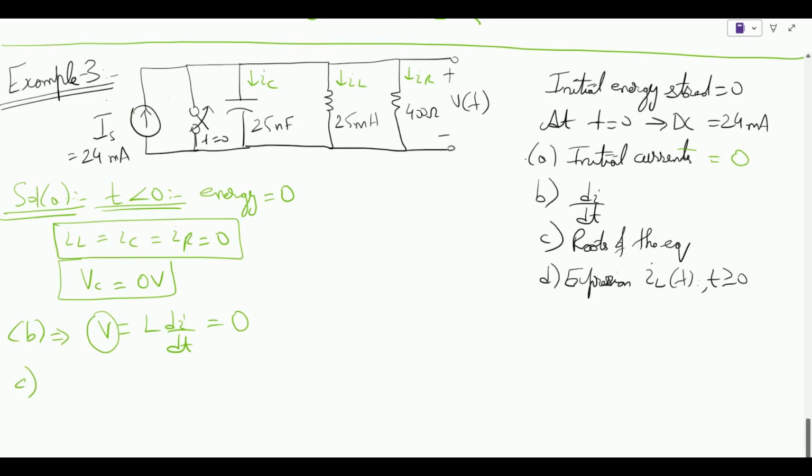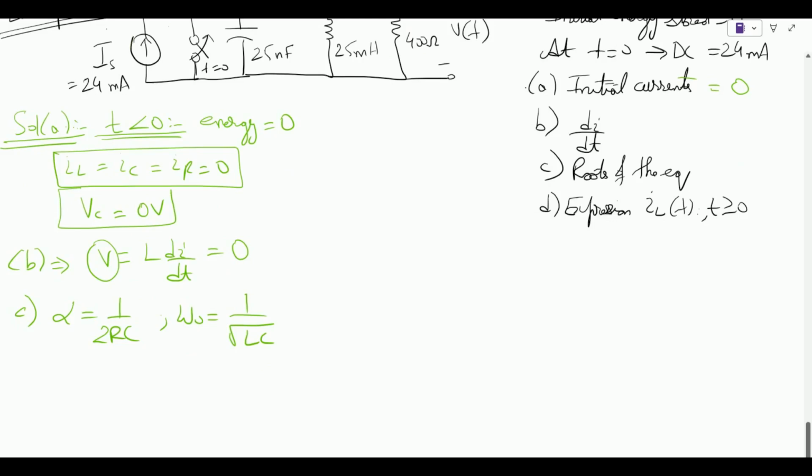Now let us come to the third part. In the third part, we need to find the roots of the equation. Before we find the roots, we need to verify what kind of condition this is. So we need to find alpha, which is 1 divided by 2RC, and we need to find omega, which is 1 divided by the square root of LC. The value of alpha comes out to be 5 into 10 raised to power 4 radians per second, and the value of omega comes out to be 16 into 10 raised to power 8 radians per second.